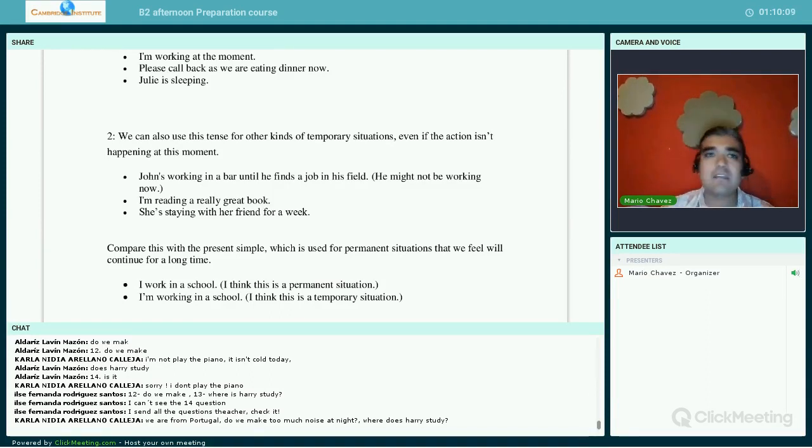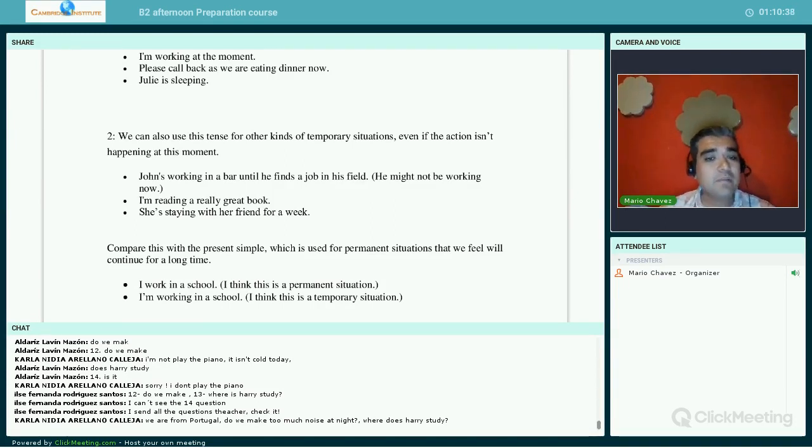It's a situation that is happening in his life, but only in a period of time, right? Whenever this is over, he's gonna do something else. Like, I'm reading a really great book. So in this period of time, I'm reading it. I'm gonna finish it and I'm gonna read another book, but it's a temporary situation. He's staying with her friend for a week, right? One more time, temporary situations.